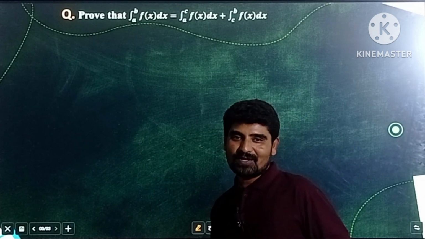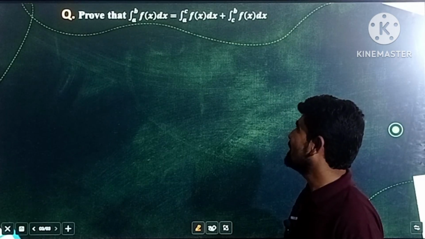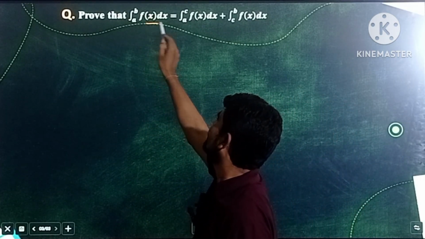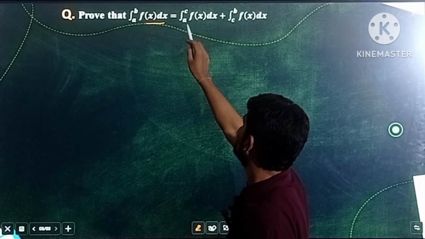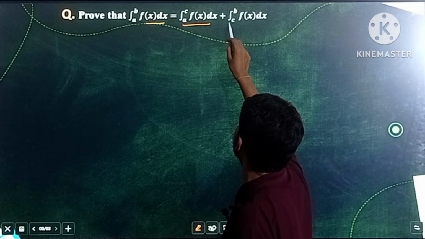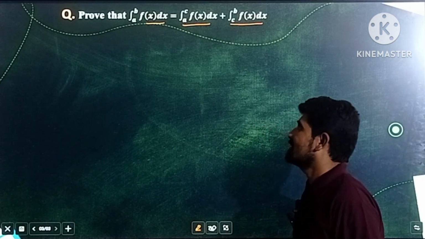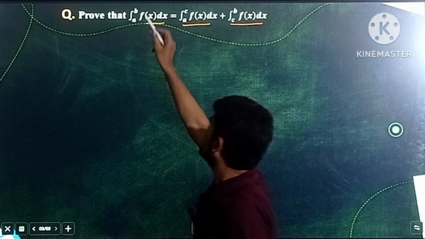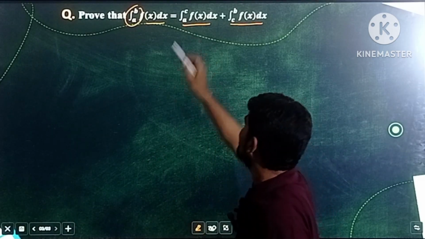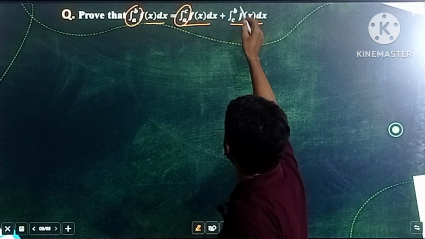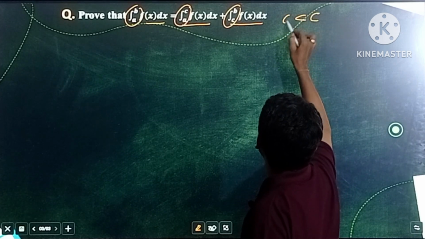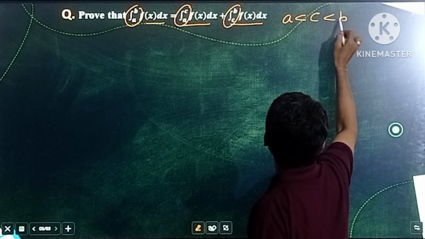In this video, I am going to discuss the property of the definite integral. That is, the integration from a to b of f(x) dx is equal to the integration from a to c of f(x) dx plus the integration from c to b of f(x) dx. So in this property, the integral limits from a to b are broken into a to c and then c to b, where c is greater than a and less than b.